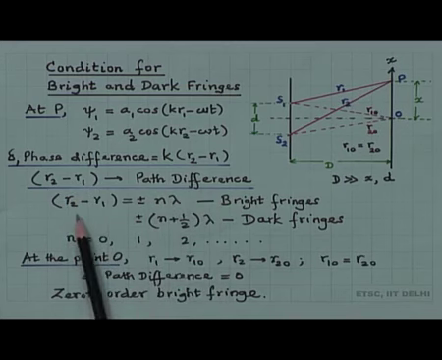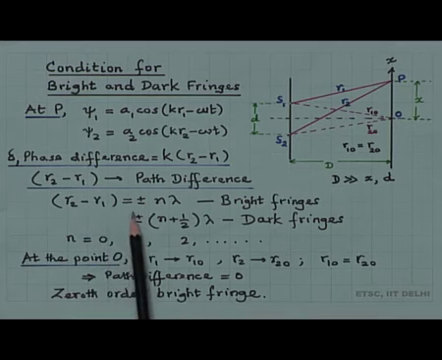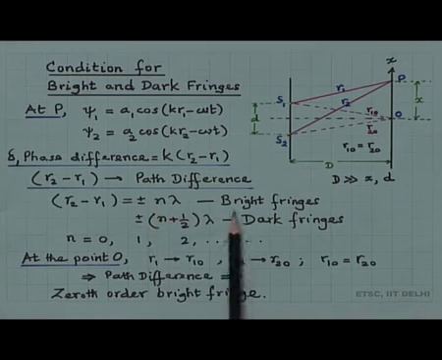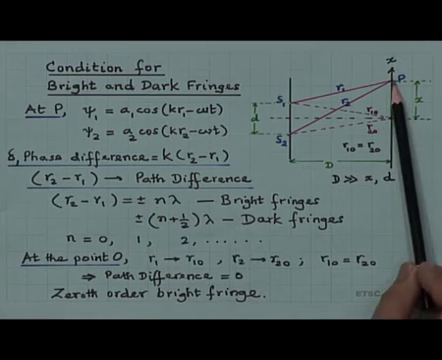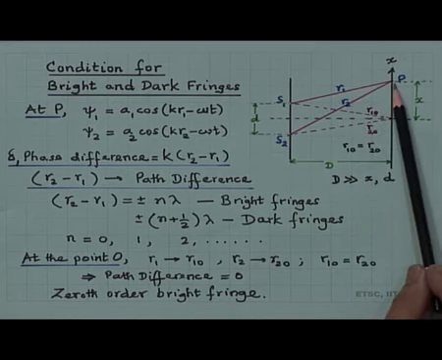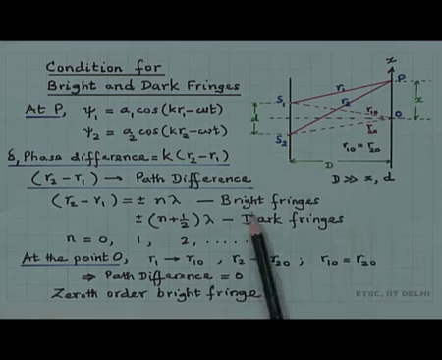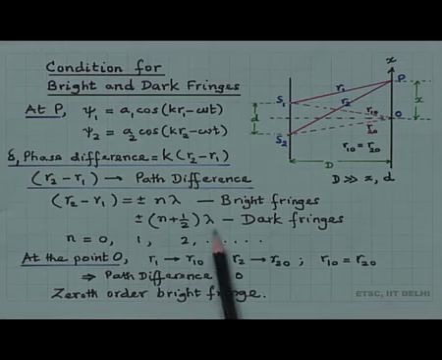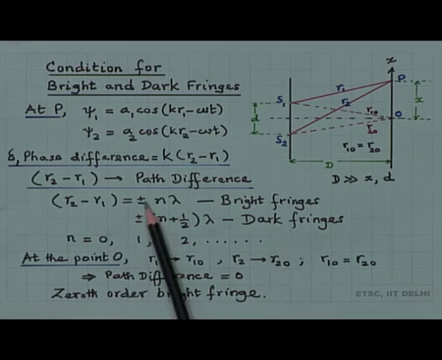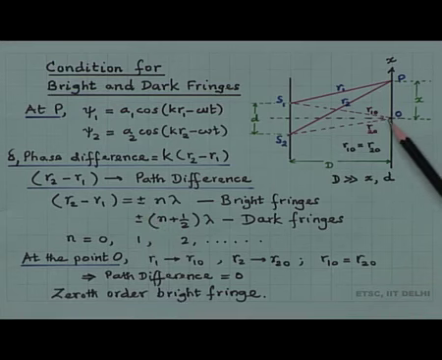We have also seen that whenever R2 minus R1 is equal to plus minus n lambda, where n is an integer, it is the condition for bright fringes. At points P where R2 minus R1 is an integral multiple of the wavelength, that point would be bright, and whenever it is (n plus half) times lambda, then we have the condition for dark fringes, where n is equal to 0, 1, 2 and so on. The plus sign here represents the maxima and minima on one side, and the minus sign represents maxima and minima on the other side.